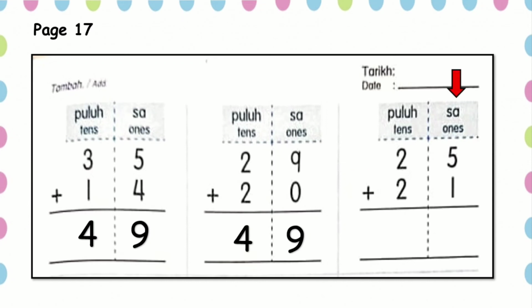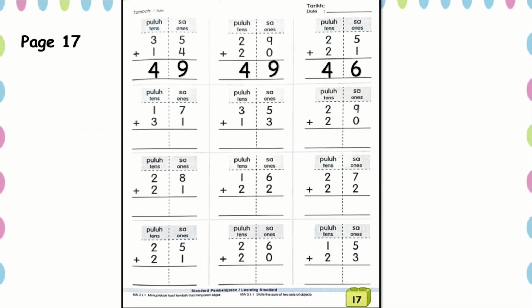Again with the ones. Remember, every time we start with the ones, on the right hand side. So 5 plus 1. 5 plus 1 will be 6. And then we continue with the tens. 2 plus 2. 2 plus 2 will be 4. Very good. So that means 25 plus 21 is equals to 46.